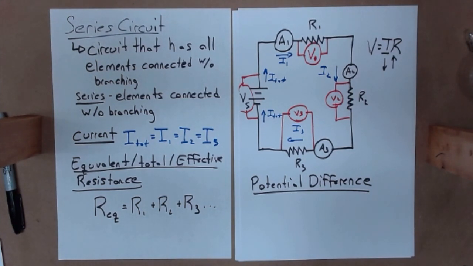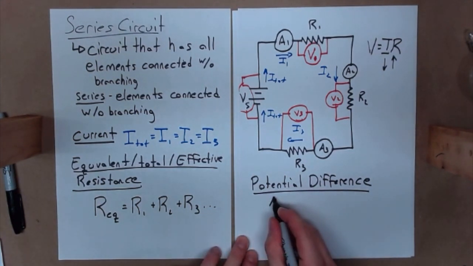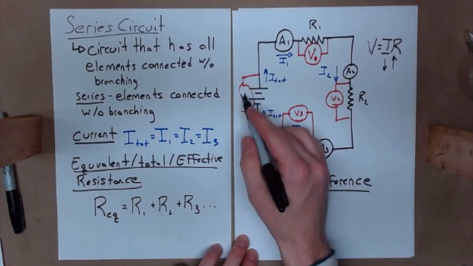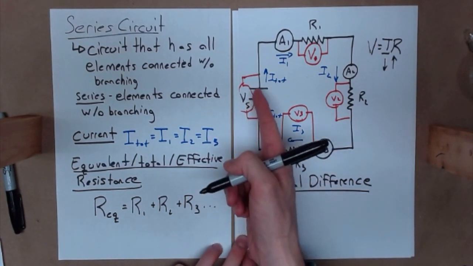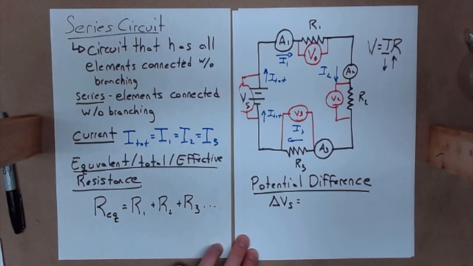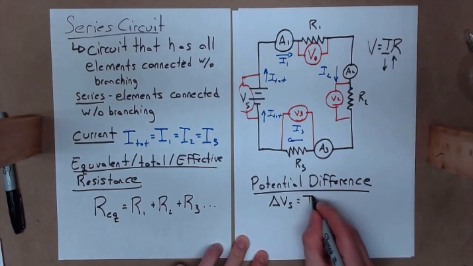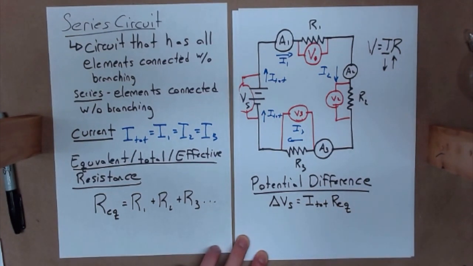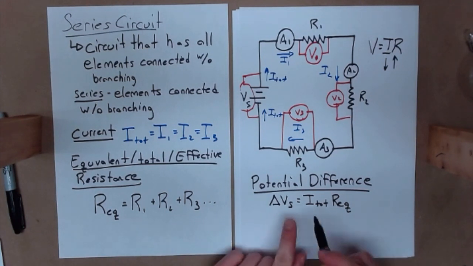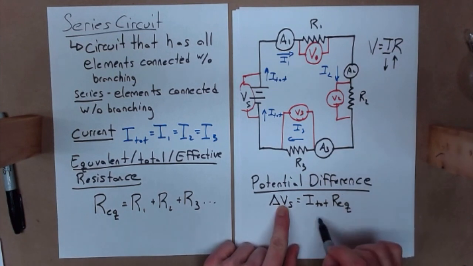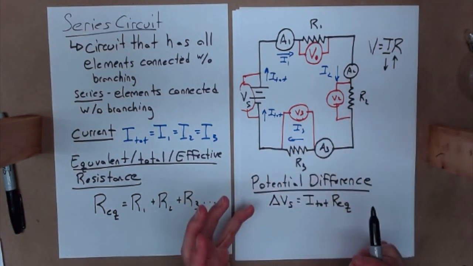To answer this, I want to start with an equation, and that equation is delta V source, the potential difference read by that voltmeter here around the battery, which is just the potential difference of the battery, equals the total current in the circuit times the equivalent resistance of the circuit. Now, this is really just a restatement of Ohm's law, isn't it? But this is for the system of the circuit.